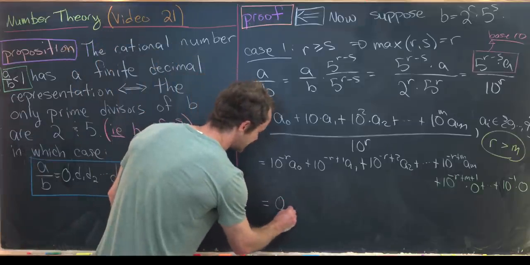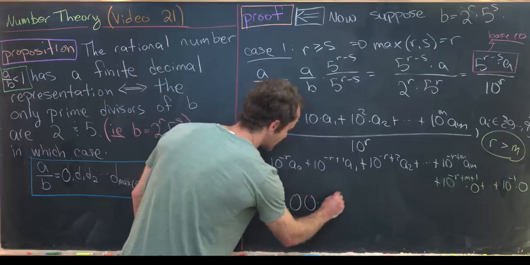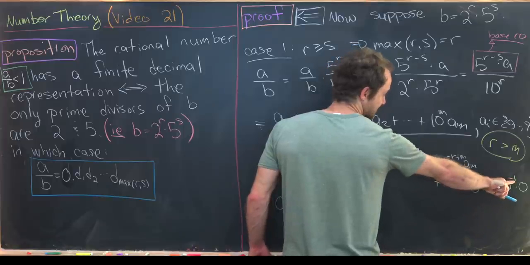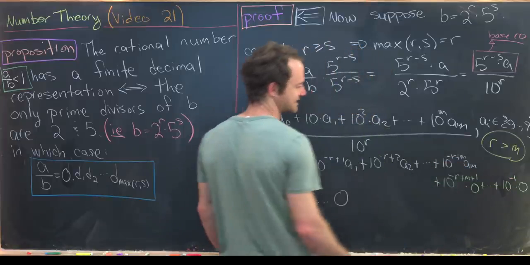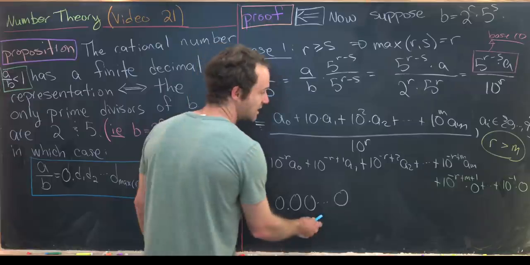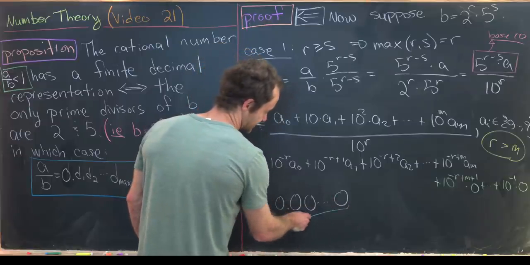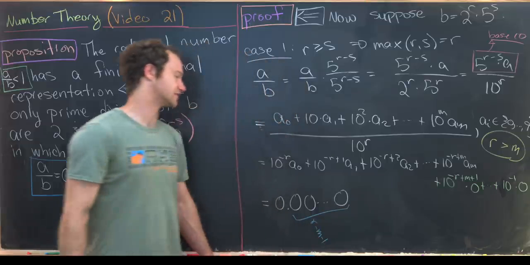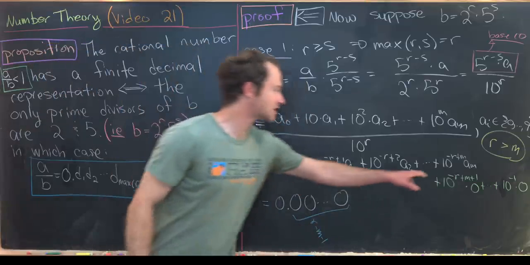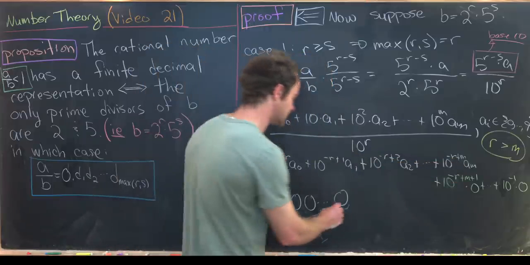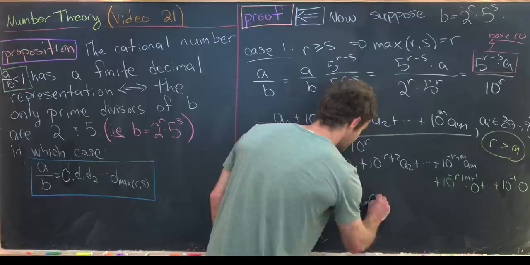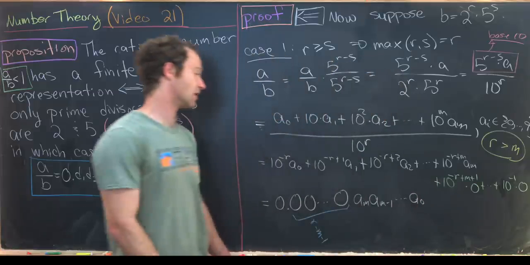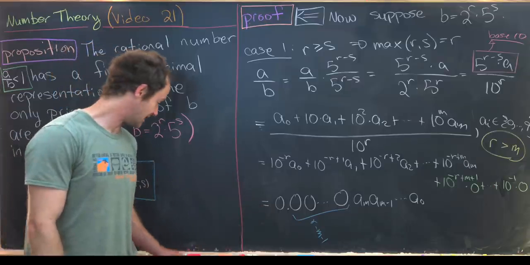So this is equal to 0.000... Well, there's a bunch of zeros. How many are there? So there's 1 from this 10 to the minus 1 all the way up to, let's see, that's r minus m minus 1. So just to reiterate, there are r minus m minus 1 zeros right there. And then we start picking up at the non-zero terms. So we have a sub m, all the way down to a sub 0. And then it stops. That's a terminating decimal.